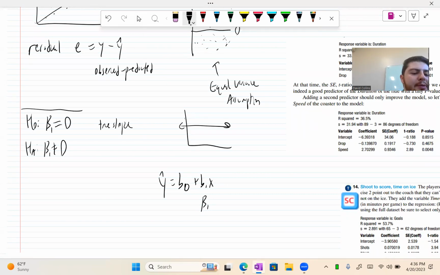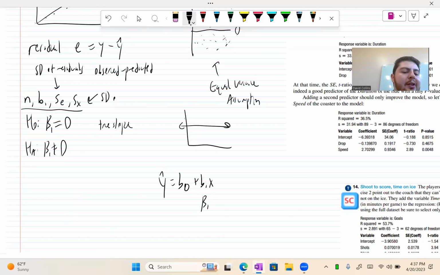So we need parameters. You always need a sample size. You need your b1, which is your sample slope. You need S sub e. This is not standard error. It's the standard deviation of the residuals. I'll write out what the equation is for that in just a minute. And then you have S sub x. This is the standard deviation of the data. That's the square root of the sum of xi minus x bar squared over n minus 1.